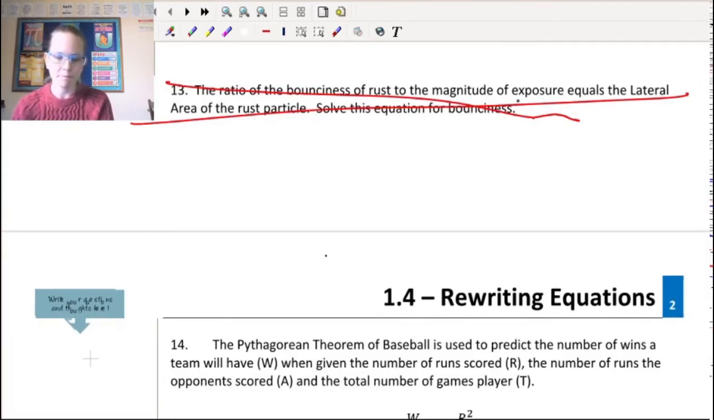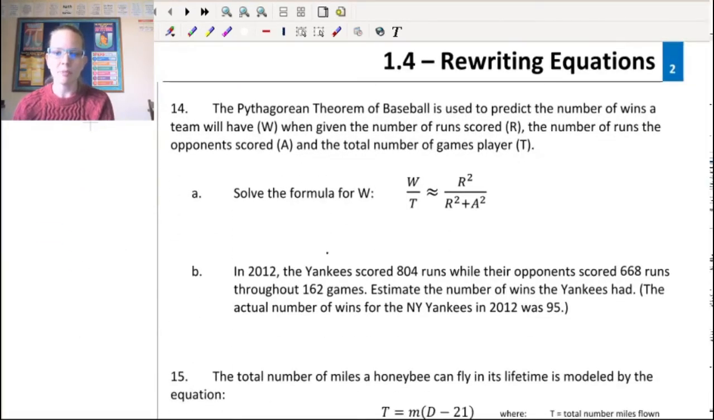Number 14 says, the Pythagorean theorem of baseball is used to predict the number of wins a team will have. We're calling wins W, so there's one of our variables. When given the total number of runs scored, R for runs, the number of runs the opponent scored, A for opponent, I don't know why A, and the total number of games played, T for total. So we're trying to figure out how many wins a team will have if we know how many runs they scored, how many runs their opponents scored, and how many games they played. We can figure out approximately how many games they won total.